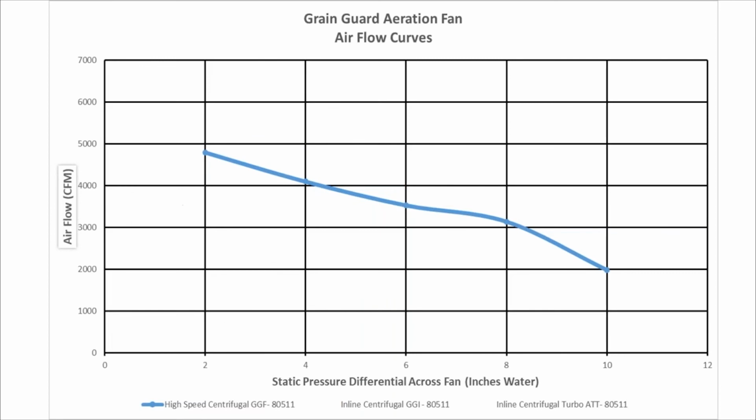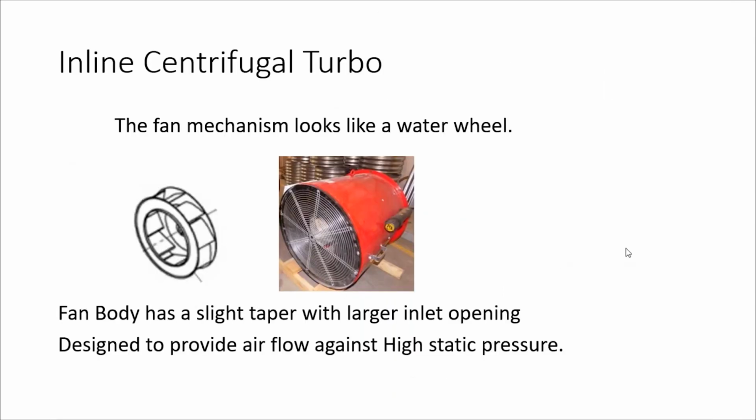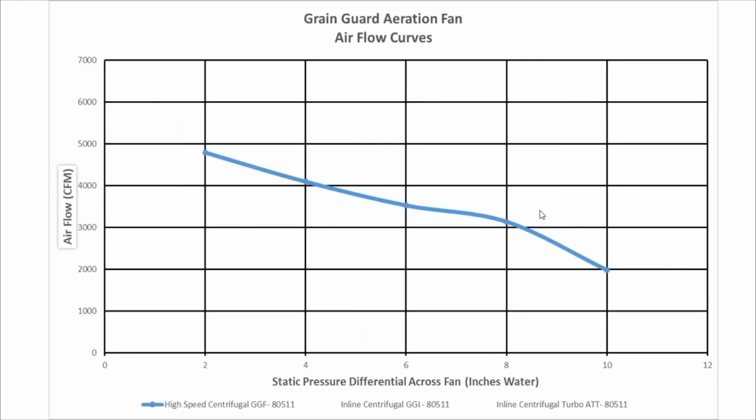Whoops, jumped ahead again. Again, this fan is to provide airflow against a high static pressure. Here, because those fans, the turbos only come in a maximum 7 horse. So I've done a comparative plot here at 5 horse fans. This blue is our high-speed centrifugal 5 horse. Here is the inline centrifugal 5 horse.